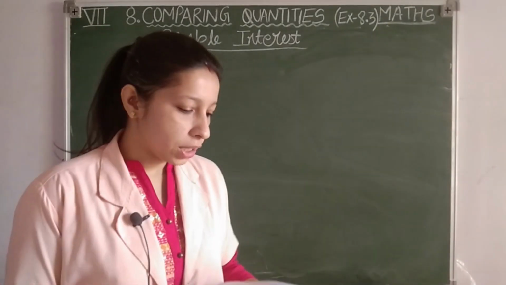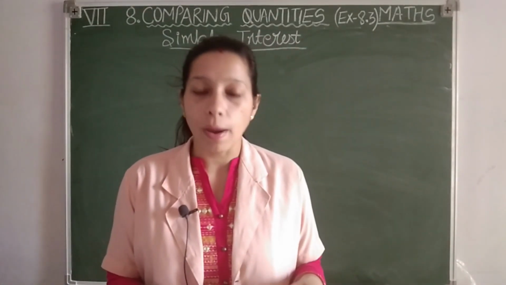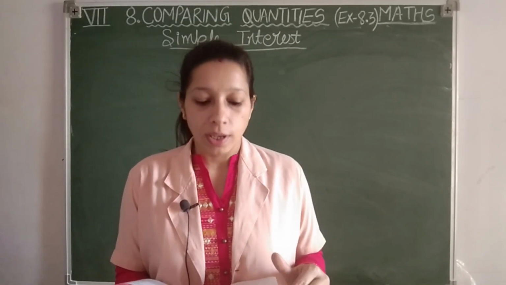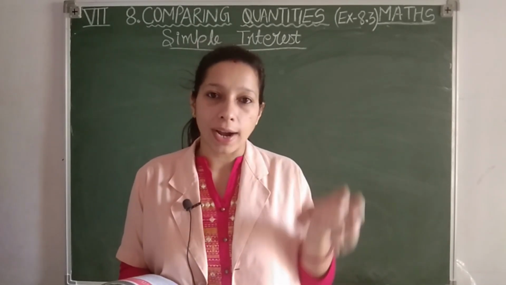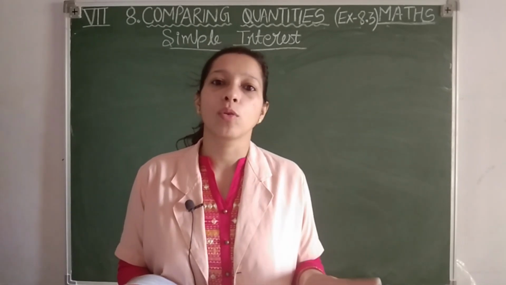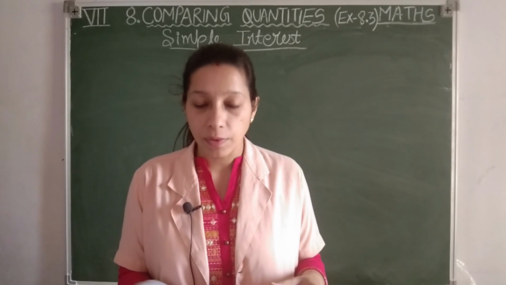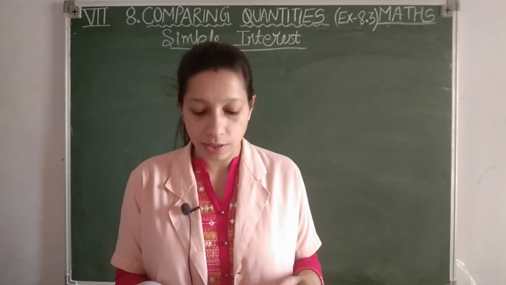So students, question number 9 we are going to see. Find the amount to be paid at the end of 3 years in each case. So here I got 2 pieces of information: we have to find the amount. How to find the amount? The formula I told you, principal plus simple interest. And how much is the time given? Time given is end of 3 years, that means 3 years.